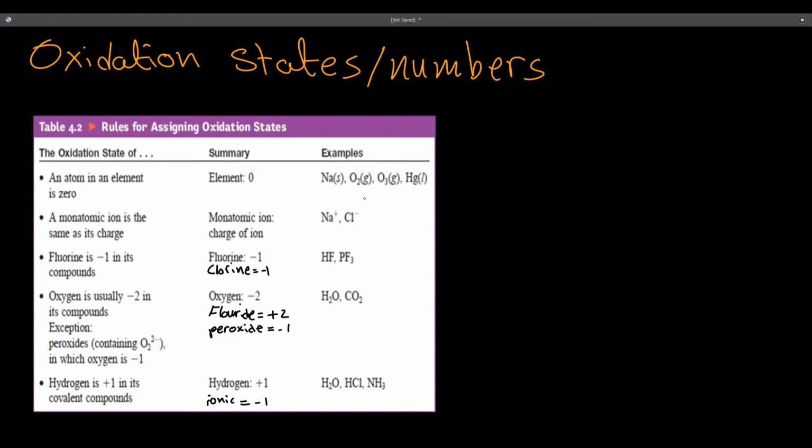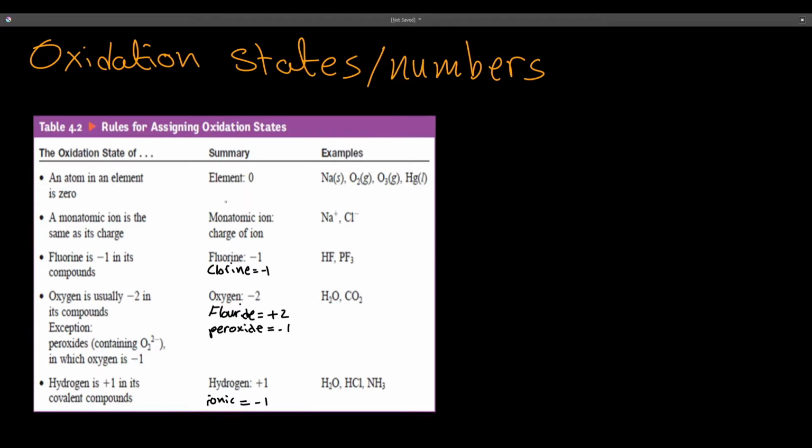So the next part of the lesson will be focusing on balancing redox reactions, and to do that, you'll have to know oxidation states or oxidation numbers. Oxidation numbers are basically a way to keep track of the electron movement in a redox reaction. And to know that, you're going to have to know a few rules. Preferably, you have to memorize these.